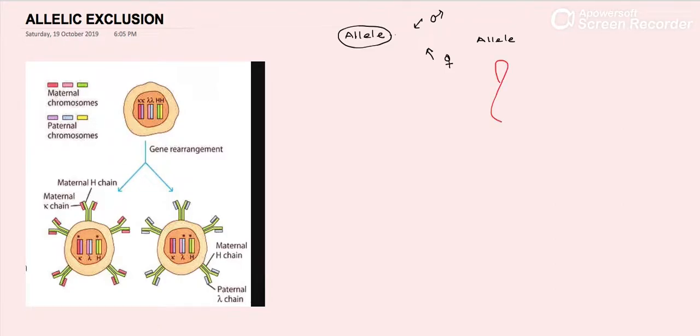Suppose red is one chromosome and blue is another; these are two homologous chromosomes. Suppose the green ones are the genes, these two genes. And these two genes will not express together at a time, because if the expression of one gene occurs properly, then it will stop the expression of the other gene. Such two types of genes are known as alleles.